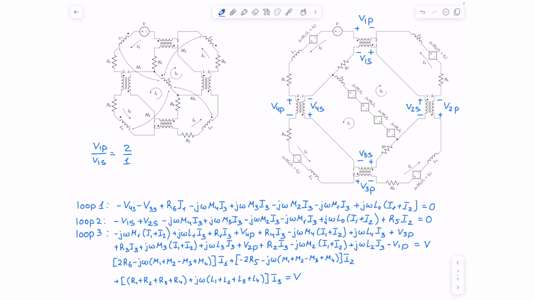And now we have just one equation, and the question is where to take the other two, and they come from the property of the ideal transformer. For the first and the second transformer, we can write that I3 over I2 must be minus 1 over 2, and for the third and the fourth transformer, we can write that I3 over I1 must be 1 over 2. And these are our two equations that we have to have in the final answer in a matrix form.